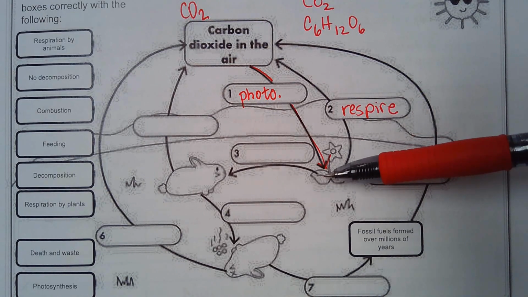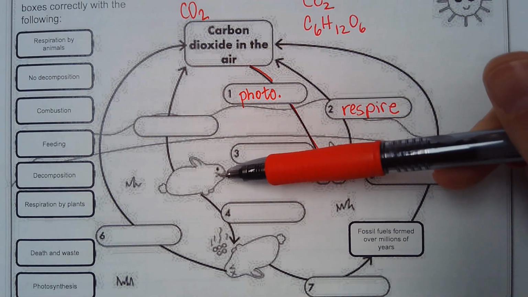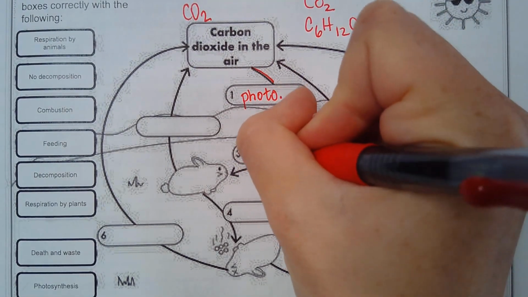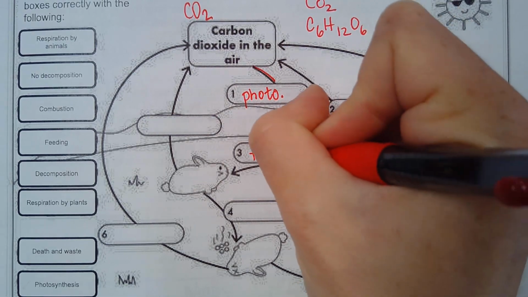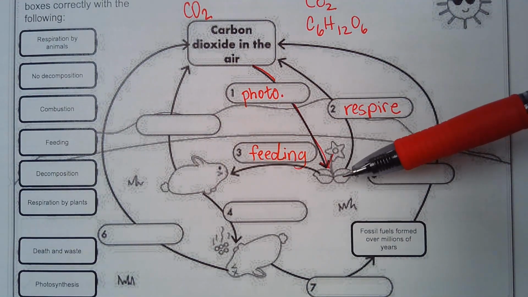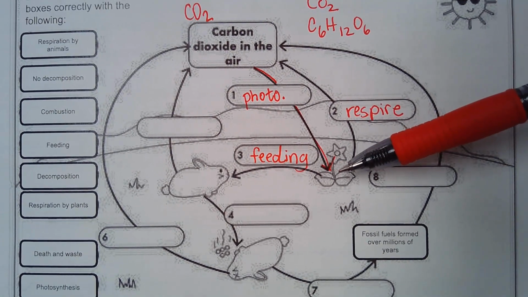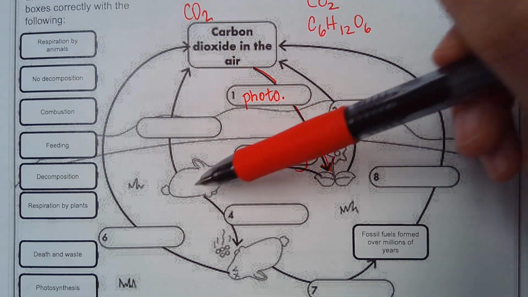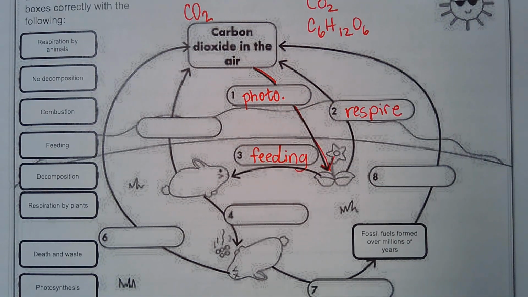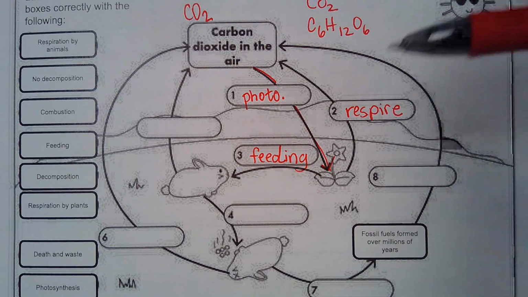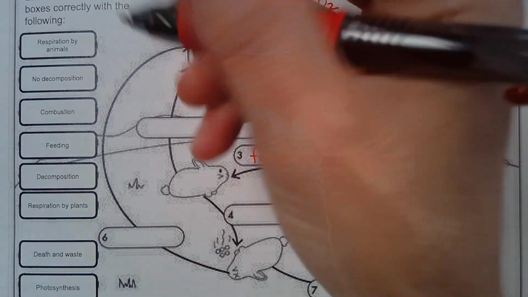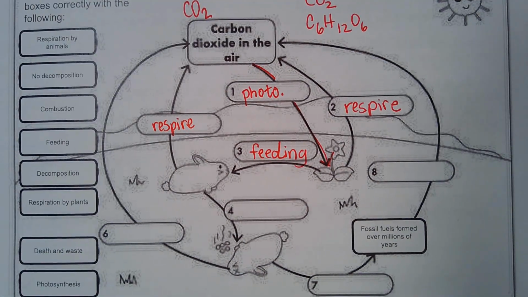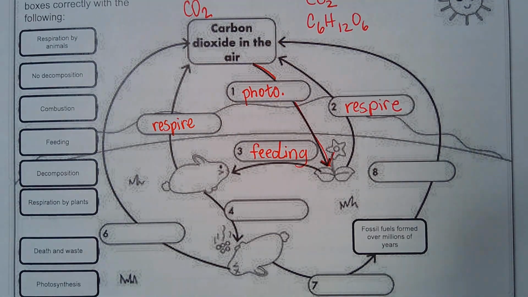And then that plant gets eaten by consumers. So here we have feeding. So we have the rabbit eating the plant. Well, that plant has carbon in it, and when the rabbit eats it, the carbon goes into the rabbit. The rabbit also breathes, so it also respires, and it releases carbon dioxide back into the air.